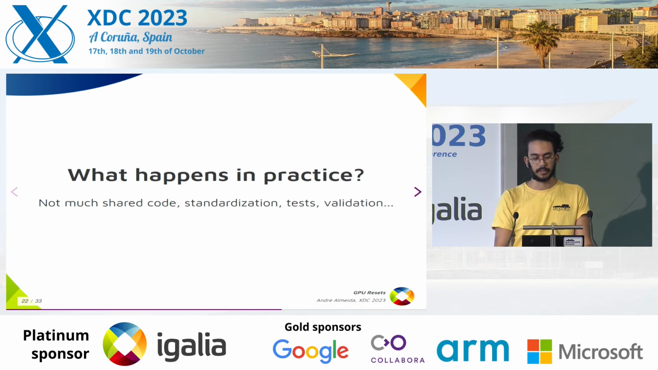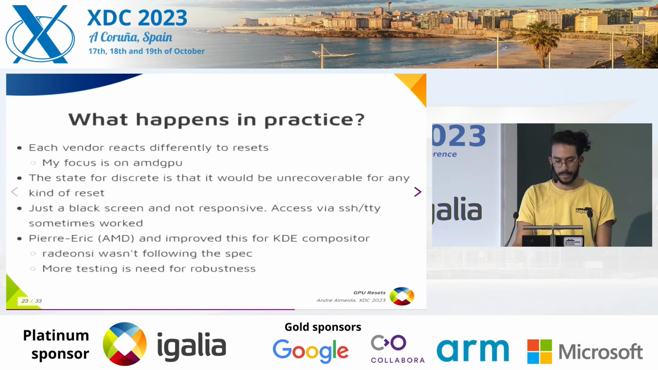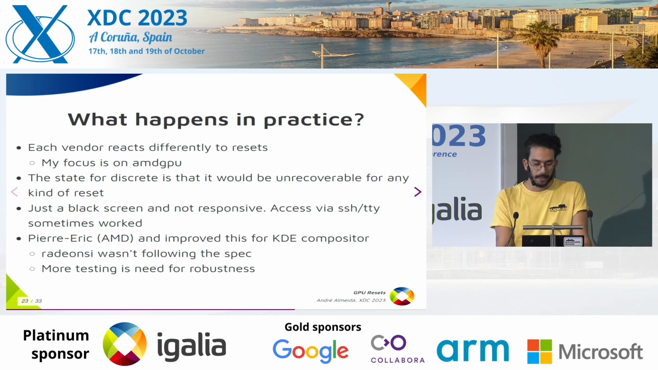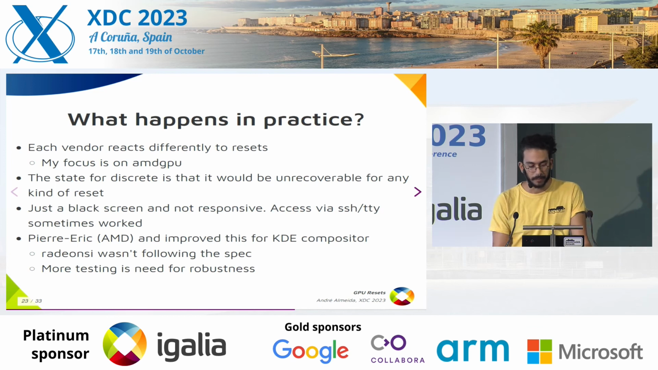So what I found out is we don't have much shared code, not much standardization, not a lot of end-to-end testing and validation. And each vendor reacts differently to resets, and most of my experience is on AMD. The state for discrete GPUs is that it's usually unrecoverable for any kind of reset, but for APUs, like the Steam Deck, the reset is much more reliable. So you usually get a black screen, but sometimes you can do remote access and figure out what's happened.